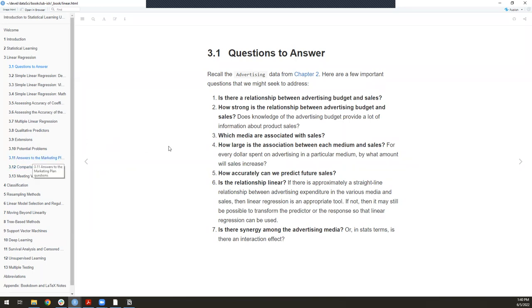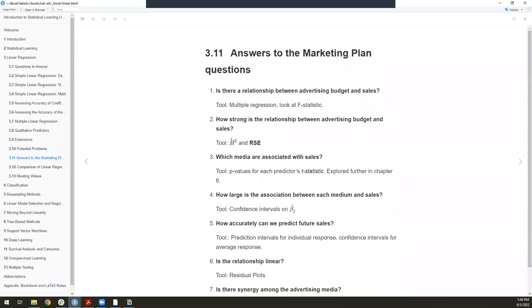And rather than just repeat the answers from the book, which you can look at, I wanted to instead highlight what tools they use to answer these questions, just for the benefit of being able to remember later what these different things are. This chapter seems really long to me, and there's a lot of things here.